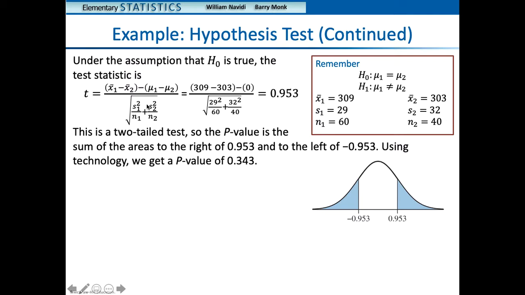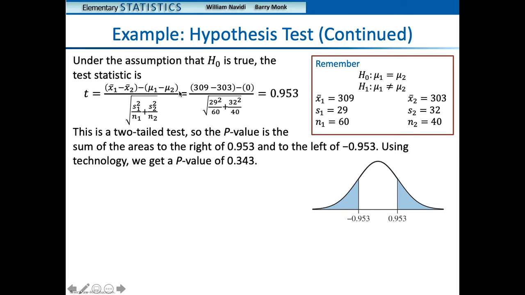Now it's worth mentioning that mu1 and mu2 are part of the formula here for T, and we don't know what those values are. However, remember that when we are at this point in the process, we are assuming that the null hypothesis is true. The null hypothesis says that mu1 and mu2 are equal to each other. And if we assume they're equal to each other, then they will subtract to equal 0. So in the formula, we can just replace mu1 minus mu2 with 0.